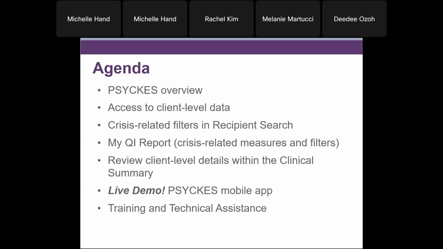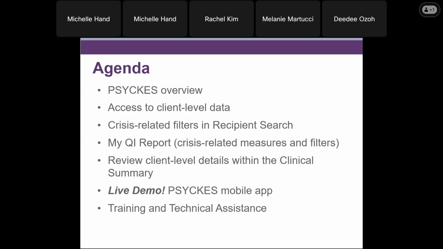Then we'll go into recipient search and look at some crisis-related filters you can find there. We have MyQR report today, so we'll look at some crisis-related and hospital-related measures and filters. And then we'll go into the clinical summary to review some crisis-related client-level details you can find, if applicable to the client, in the clinical summary.